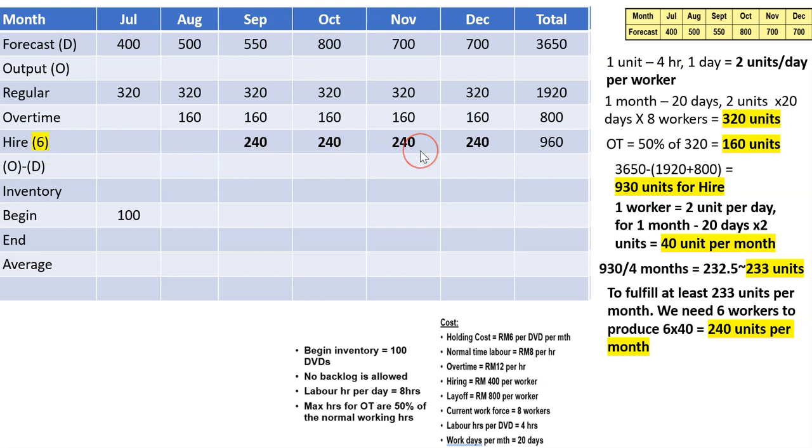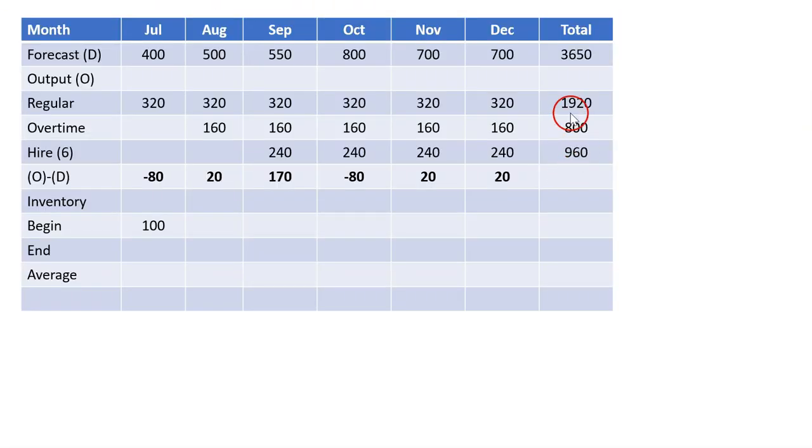So now we're going to check, do we have enough? Okay, so now we have to do the O minus D. The output here is only 320, and then minus 400, the demand, we have negative 80. And for this one we need to add up 320 plus 160, and then we minus 500, we get 20. And for this one, when we add up and then minus 550, we get 170.